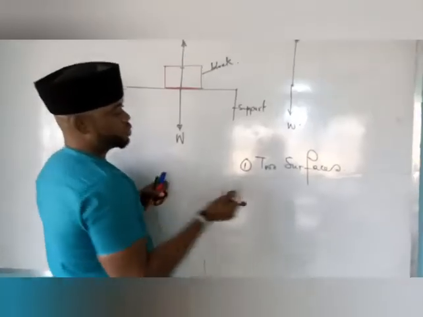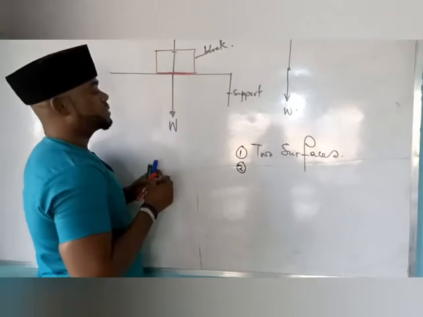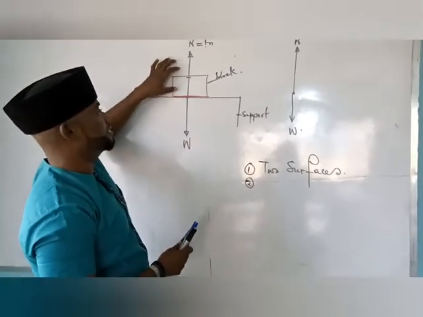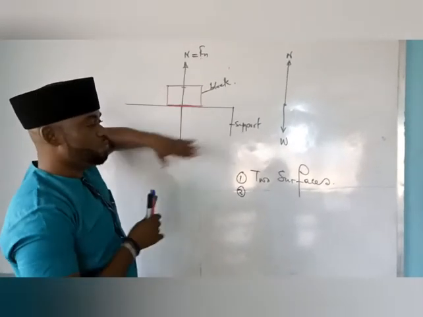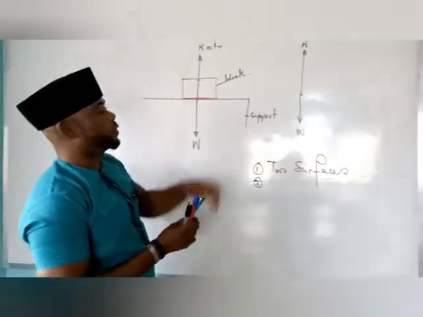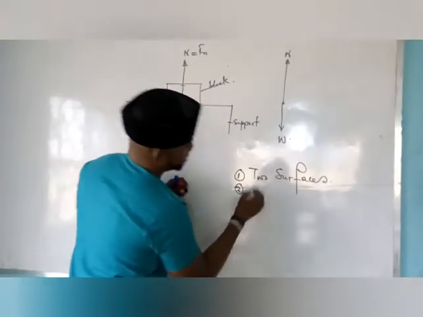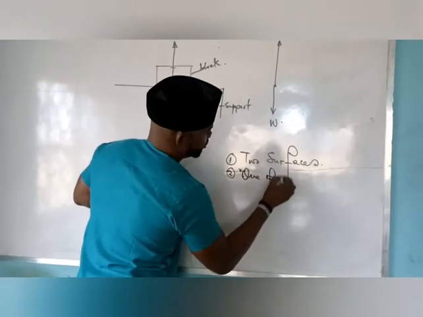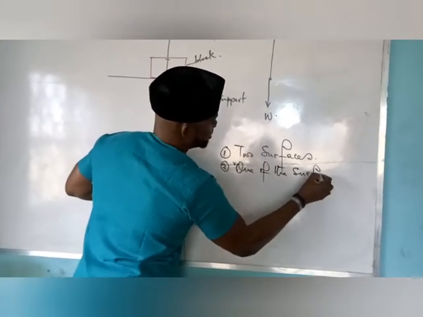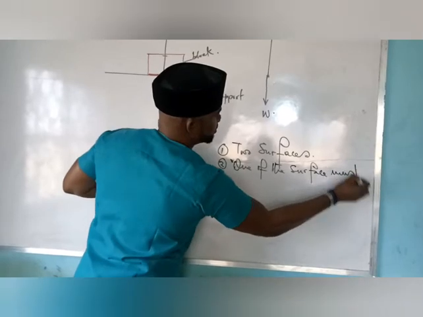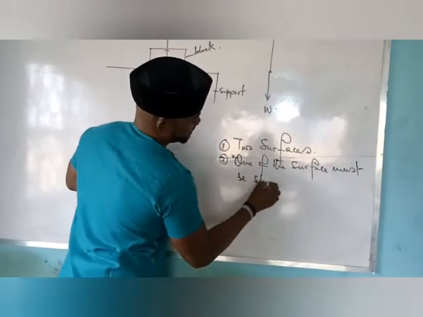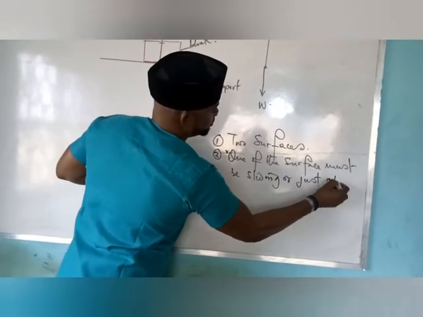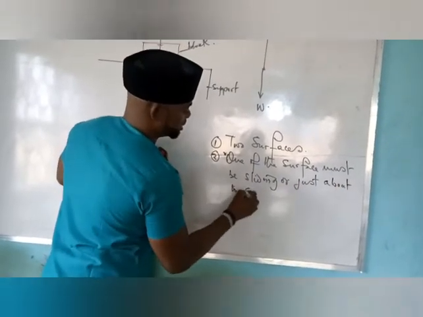Another thing you have to note is that as much as we are talking about frictional force, the two surfaces must either be in motion or about to move. It therefore means that the block or one of the surfaces must be sliding or just about to slide.